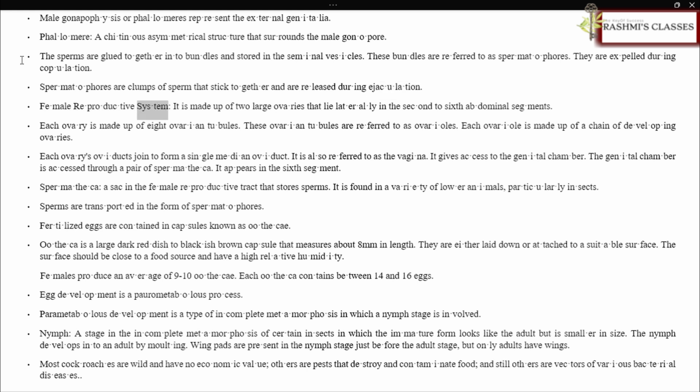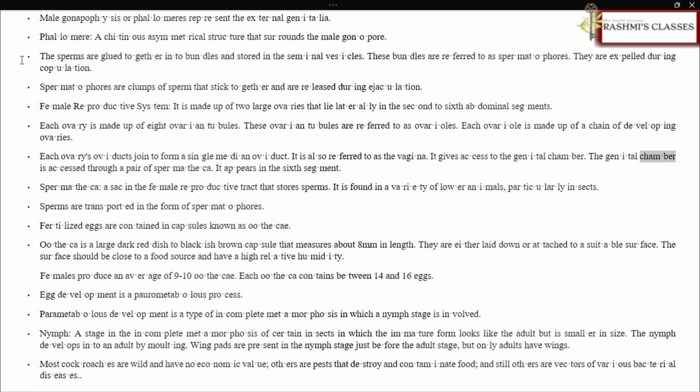Female reproductive system. It is made up of 2 large ovaries that lie laterally in the 2nd to 6th abdominal segments. Each ovary is made up of 8 ovarian tubules. These ovarian tubules are referred to as ovarioles. Each ovariole is made up of a chain of developing ovaries. Each ovary's oviducts join to form a single median oviduct. It is also referred to as the vagina. It gives access to the genital chamber.